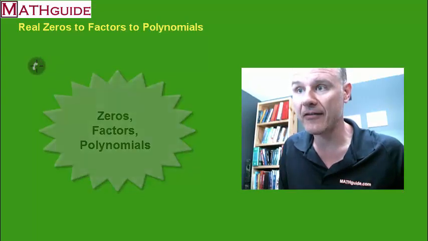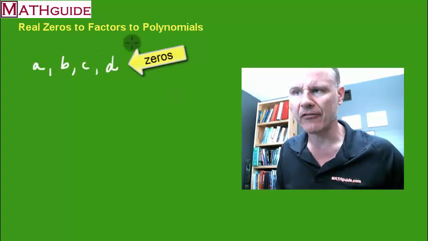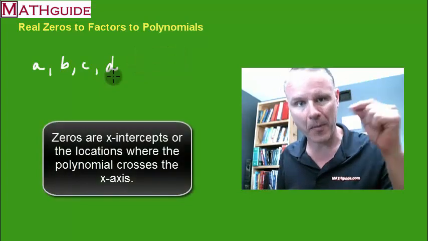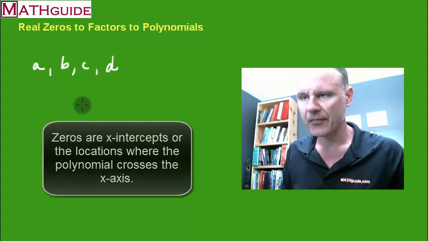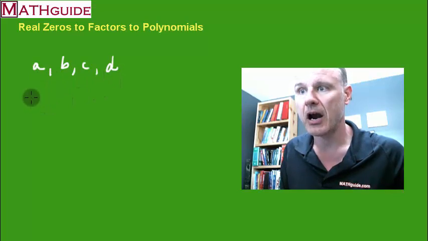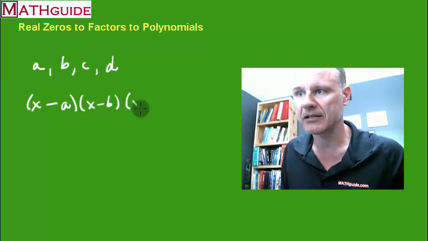You're going to need to know one important detail to move forward. Let's say that we have some zeros, for instance these zeros, a, b, c, d. They stand for real numbers, and these real numbers are locations on the x-axis where the polynomial crosses, otherwise known as x-intercepts. If those are the zeros, then the way to get factors is to take x minus a, x minus b, x minus c, and x minus d.